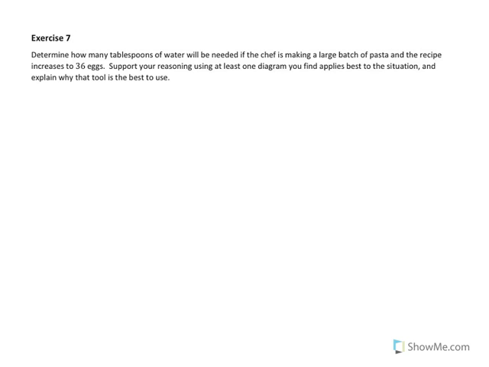So exercise 7 continues that exercise 6 and says, determine how many tablespoons of water will be needed if the chef is making a large batch of pasta and the recipe increases to 36 eggs. Support your reasoning using at least one diagram you find applies best to the situation. So that means you get to choose. And explain why that tool is the best to use. Just like our wrenches, you get to pick the wrench that you like the best.